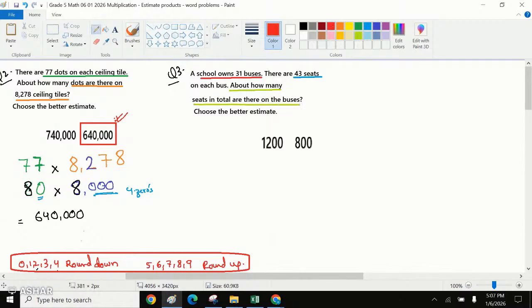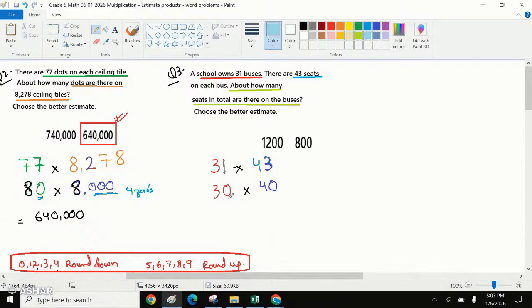So simply 31 buses, right? Multiply by the number of seats, that was 43. So 31 is ending in a 1. And whenever we have a number that is ending in a 0, 1, 2, 3, or 4, it is rounded down, right? So we can say 31 can be written as 30 is multiplied by 43. But 43 is ending in a 3. It's still again rounds down.